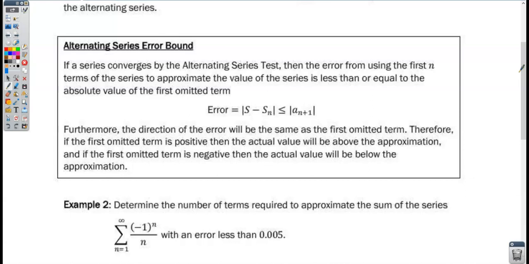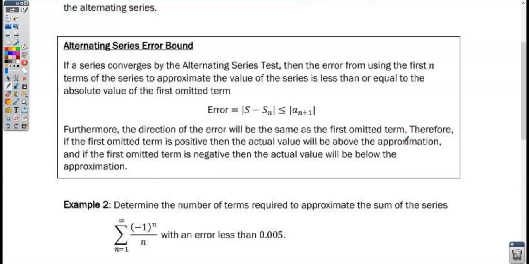So the error, which is the difference between the sum and the nth partial sum, has to be less than or equal to the n plus first term, the absolute value of that. That's the error. Furthermore, the direction of the error will be the same as the first omitted term. Therefore, if the first omitted term is positive, then the actual value will be above the approximation. If the first omitted term is negative, then the actual value will be below the approximation. All right? That's it. That's the alternating series error bound.